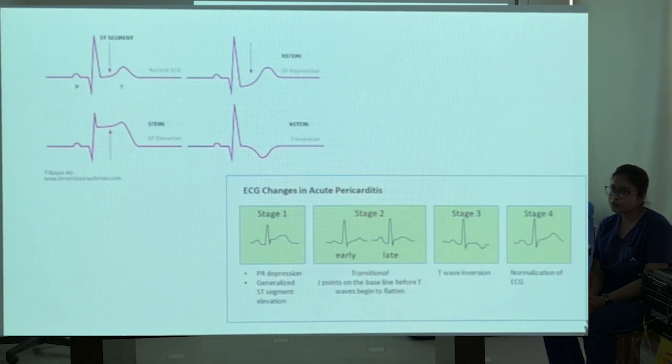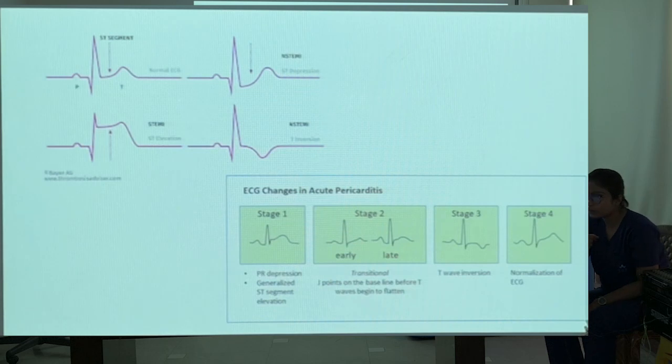The concept of electrical window due to the transmural involvement is another possible explanation. Simply speaking, the epicardial injury is the elevation. So in a transmural infarct, still you see that, and that's why you get it.